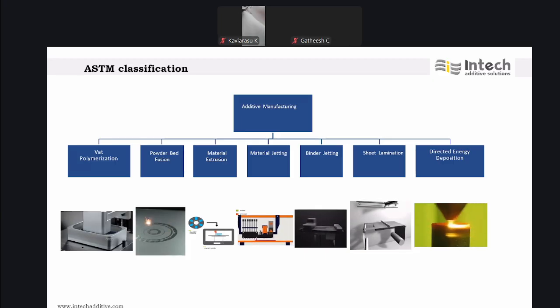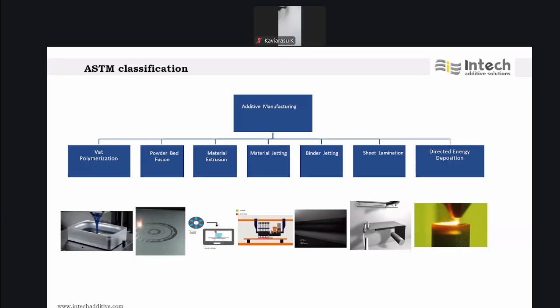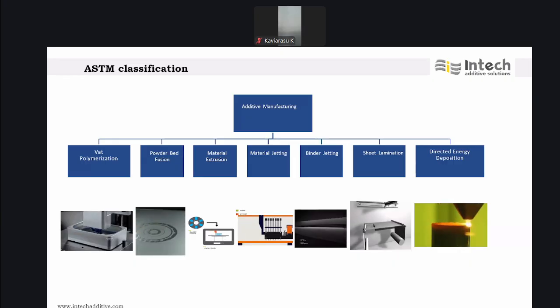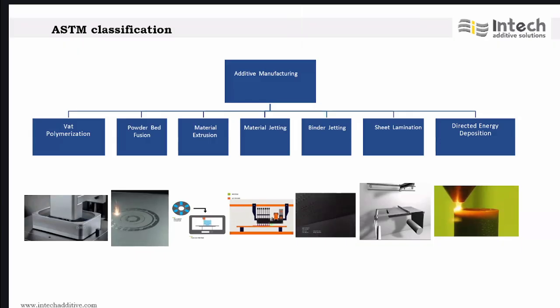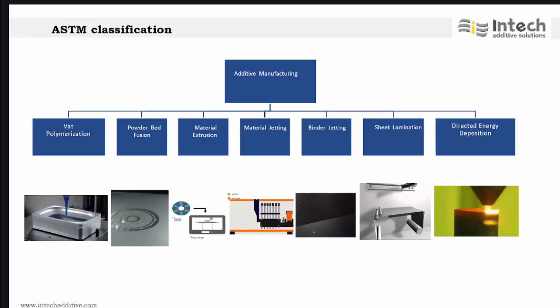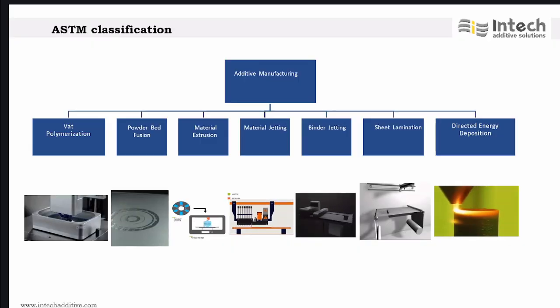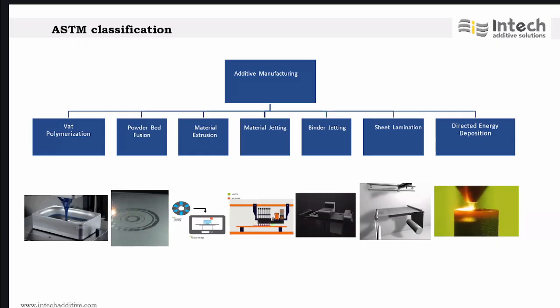And there are different processes under it. We have LPBF, which is the laser-based powder bed fusion process, then we have EBM, electron beam melting, and then we have SLS and SLM, that is selective laser sintering and selective laser melting. The key advantage of this process is that it creates strong, dense, and production-ready metal parts.